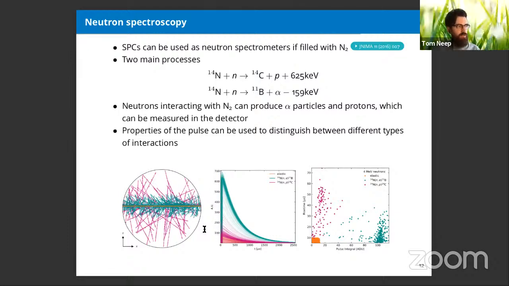Okay, and you can do that by looking at the properties of the pulse. So you see that these short alpha tracks, all their energy is deposited in the detector. You get very large pulses. Protons, you tend to get smaller pulses.